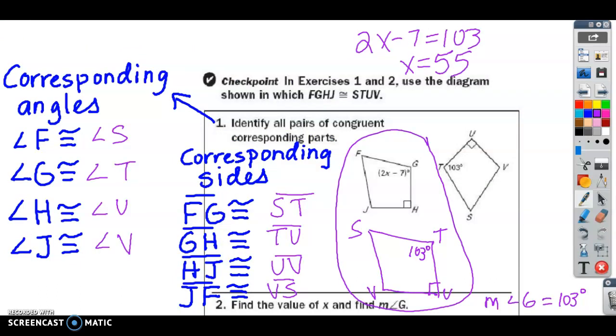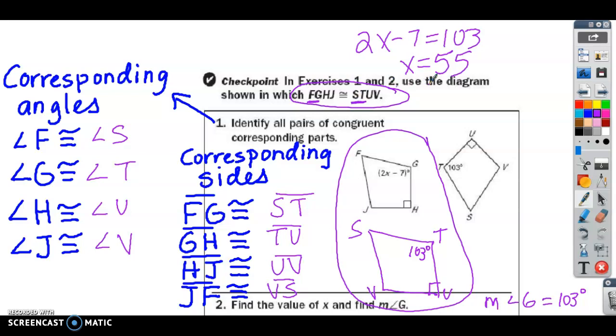Okay, so here are the answers. I didn't even use the diagrams to do these. If you're looking at how they named the two diagrams, F is the first letter, and so is S. So angle F corresponds to angle S, and so on. For the sides, F, G are the first two letters, so are S and T. So FG corresponds to ST. And that's how I did the sides.